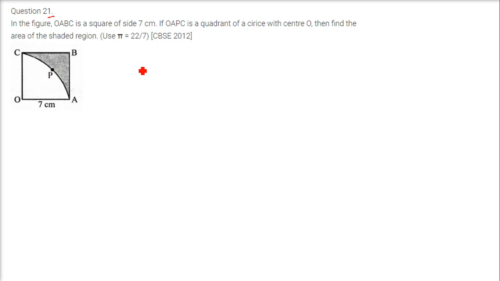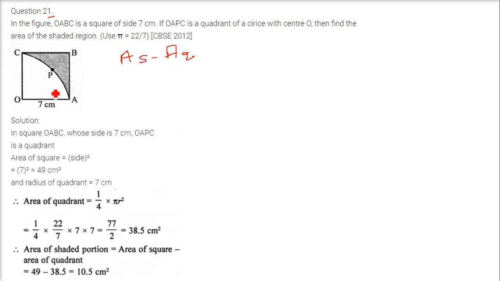We have to find the area of the shaded region. So what we will do, we'll find out the area of the square and we will subtract the area of the quadrant from here. So what is the area of the square? It is 7 into 7, right? And then we have to subtract the area of the quadrant, and it is given by theta by 360 into pi r square, theta is 90 degrees.